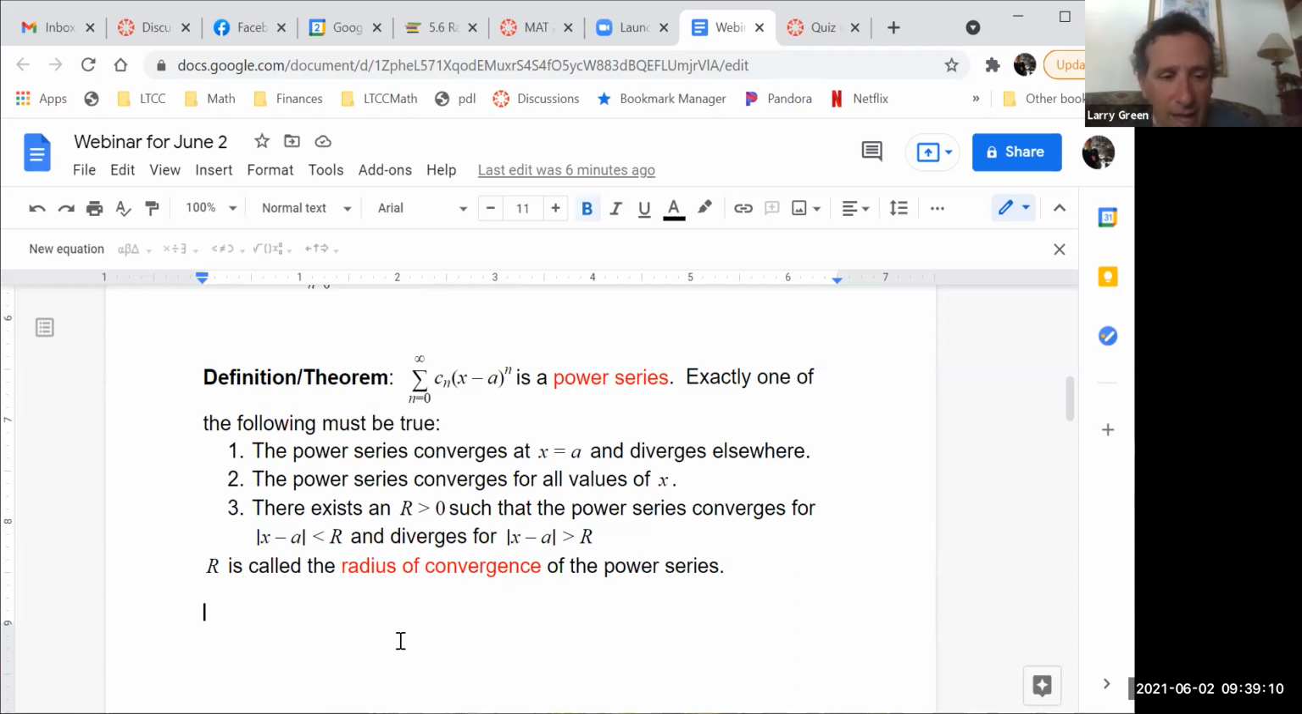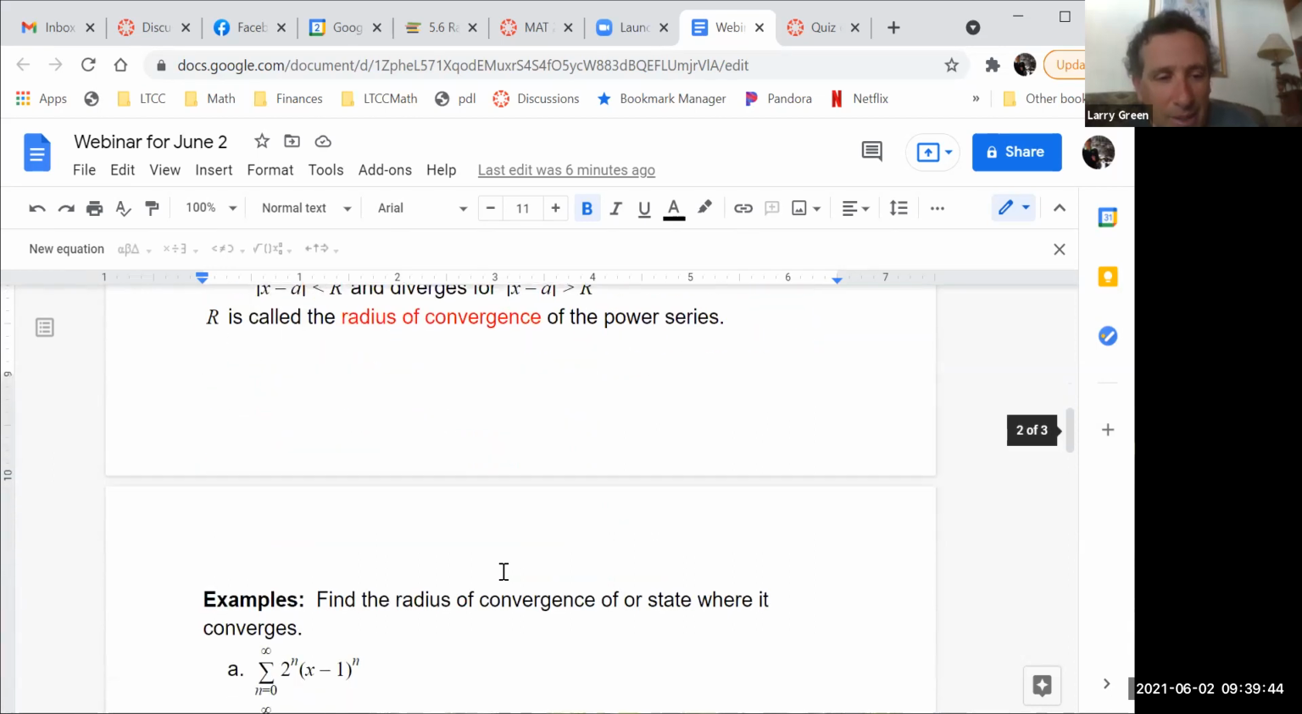All right, so now that we have the theorem, now we want to say, well, there's three choices, right? How do you know which is the right choice for a particular example? So the idea is, what's a strategy to decide which of these choices it is? I can give you an example where number one is true, an example where number two is true, and an example where number three is true. All of these can happen. So what we want to do is come up with a process.